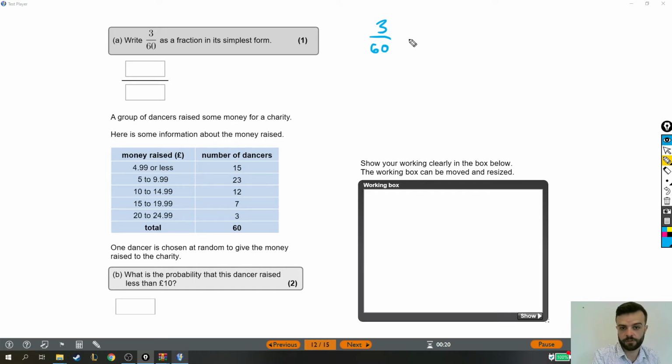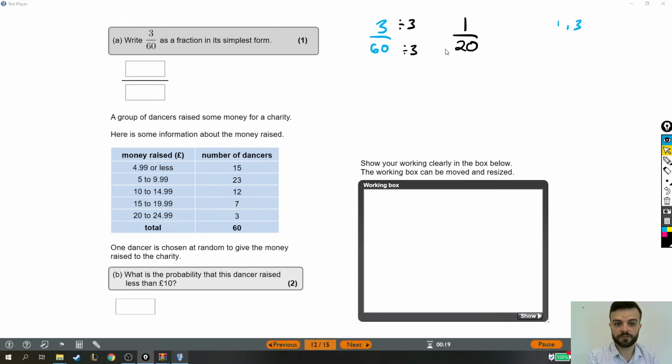Numbers that go into 3, well really, there's only 1 and 3. If we divided them both by 1, nothing would happen. We'd just get 3 over 60 again. So we'll try dividing them both by 3 and see what we get. We divide the top by 3 and the bottom by 3. You've got a calculator, so you could do this on the calculator if you wanted to, but 3 divided by 3 is 1, 60 divided by 3 is 20, and that is this fraction simplified.